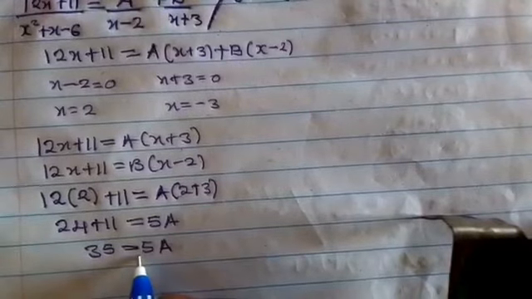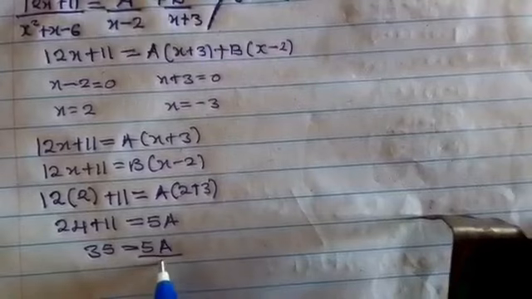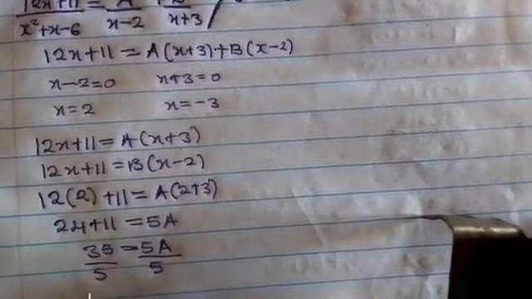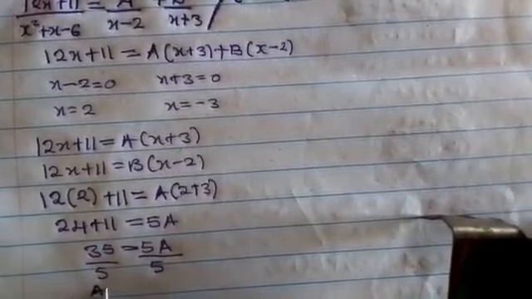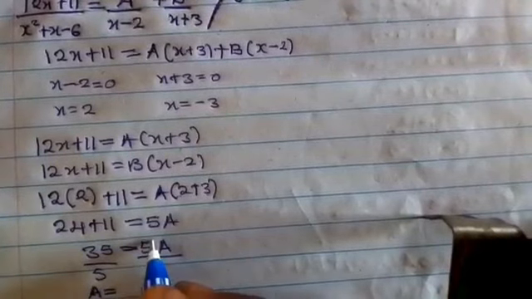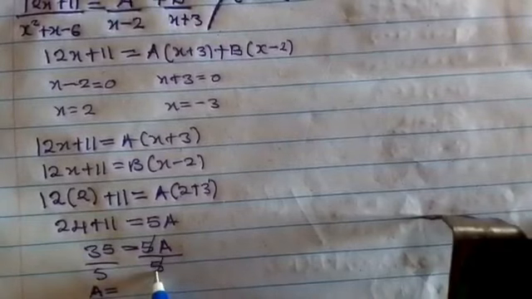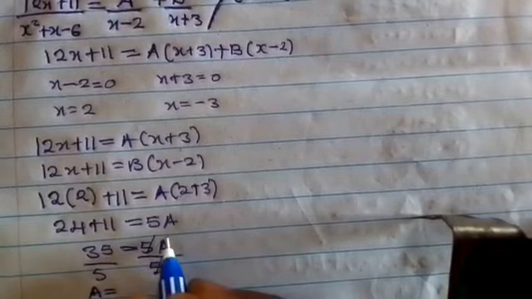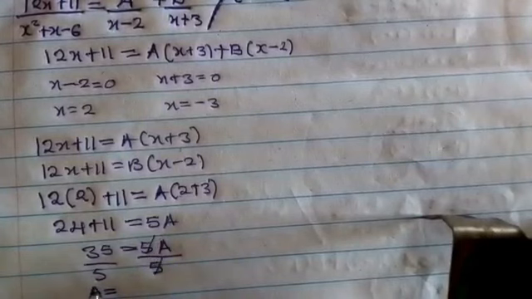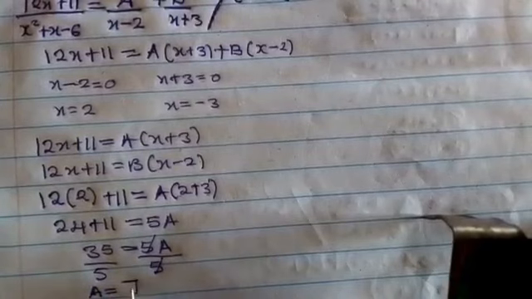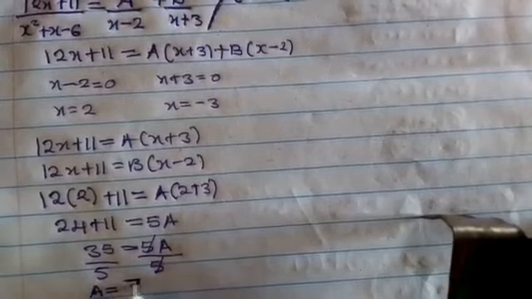Now, since here we are finding a, which means here we are going to divide by 5, even here by 5, then the value of a is going to be, remember, this 5 here and this one here, they are going to cancel each other. Then here we are going to remain with a, that is this one. So 35 divided by 5, the answer is going to be 7. Okay, so the value of a here is 7. Let's find the value of b.